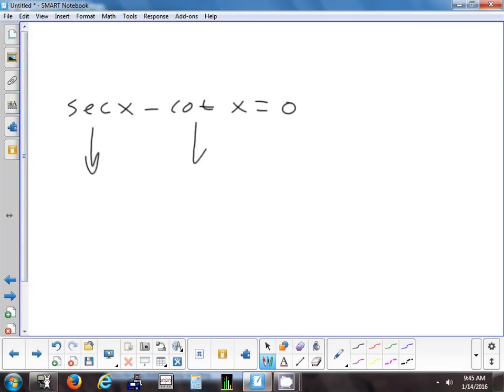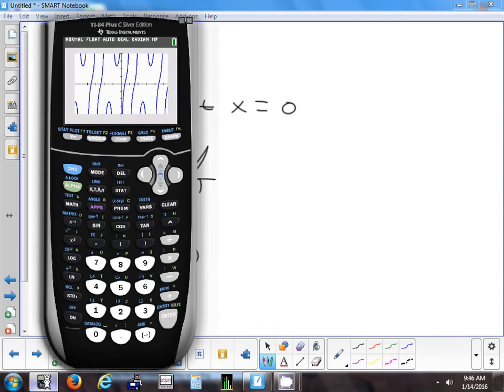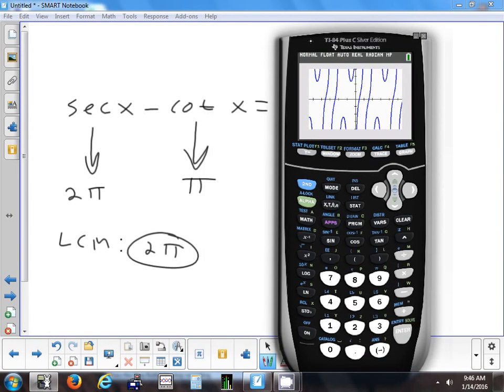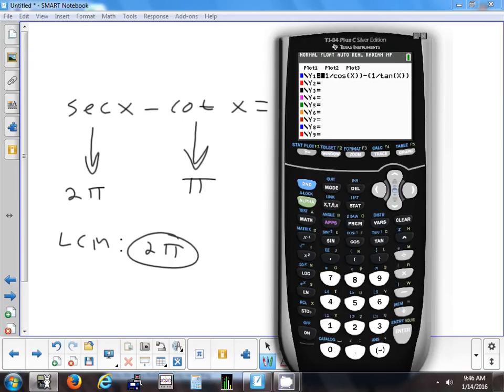So to do that, let's figure out the period here. The period for secant is 2 pi, period for cotangent is pi, and the least common multiple is 2 pi. So if I want all answers within one period, I have to have a window that's 2 pi units wide. Now, there's several ways I can do that. I can go 0 to 2 pi. I could go negative pi to positive pi. There's no set way that you have to do this.